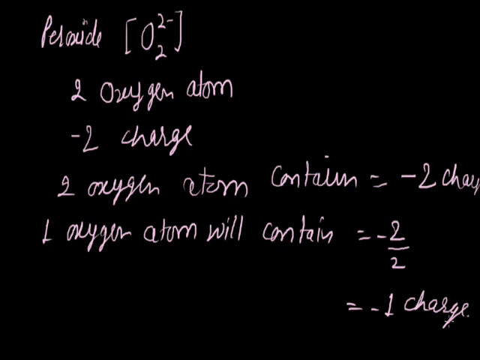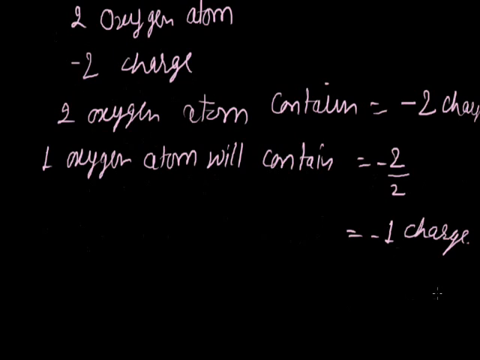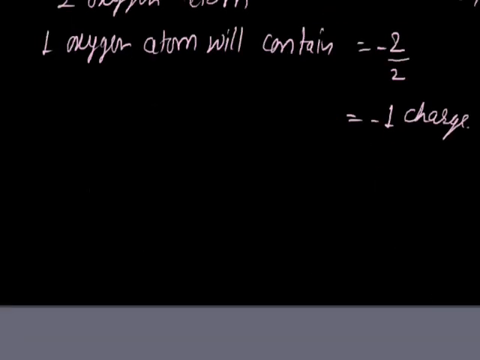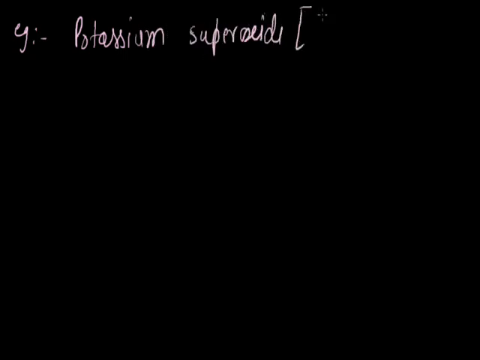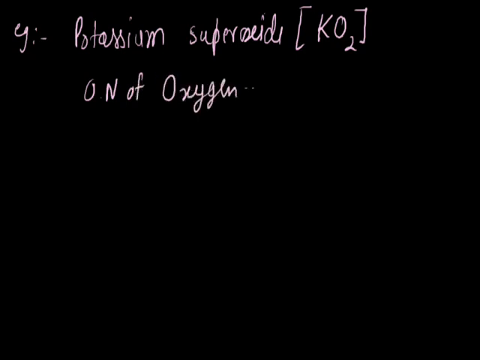in case of superoxide it will be -half. Now we can take an example of superoxide. It is potassium superoxide, that is KO2. In this case, the oxidation number of oxygen is equal to -half.